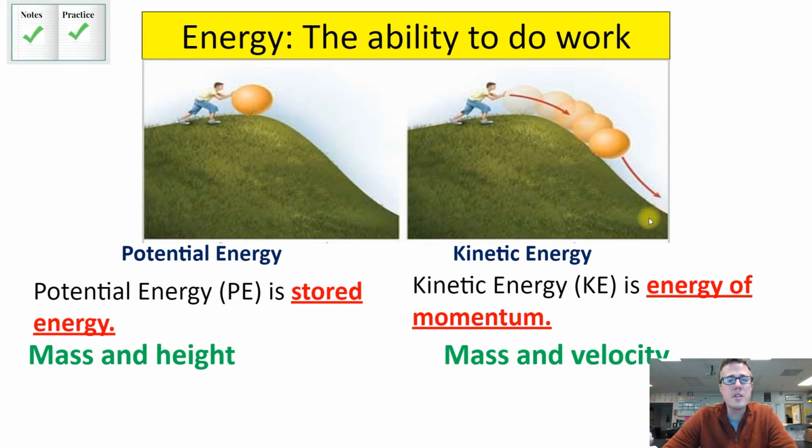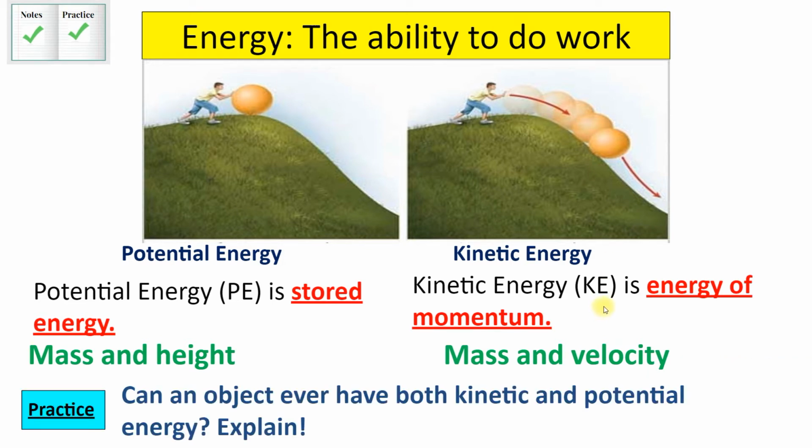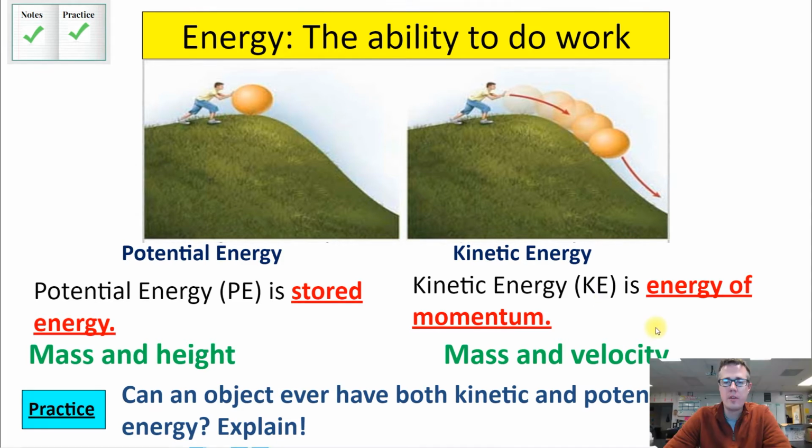So take a second and make sure that you have all of this information on your notes side. And when you're ready to go, I need you to answer this question over on the practice side. Can an object ever have both kinetic and potential energy? And I need you to explain. So pause this video, think about could an object, and if you could think of an example of an object, that would even be better, or a reason why the object can't, if you're saying no. Can an object ever have both? Pause and answer now. If you're still watching, I hope that you answered yes.